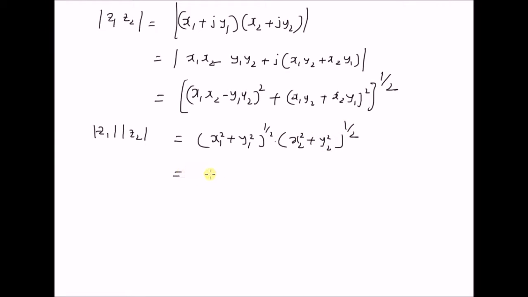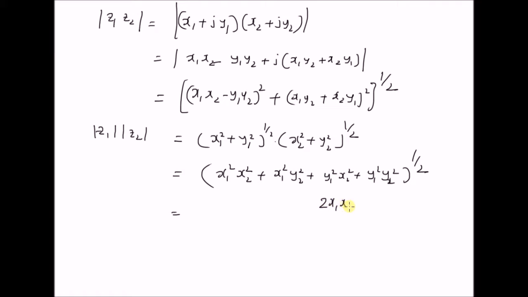And this is equal to, when you multiply the bases, (x1² x2² + x1² y2² + y1² x2² + y1² y2²)^(1/2). Now, by adding and subtracting 2 times x1 x2 y1 y2 to this term, that is, plus 2 times x1 x2 y1 y2 and then minus 2 times x1 x2 y1 y2, we have (x1 x2 − y1 y2)².